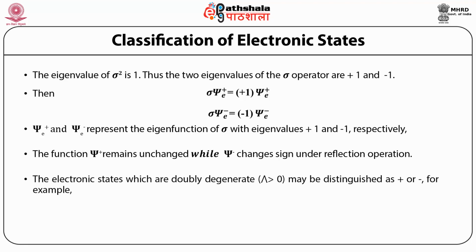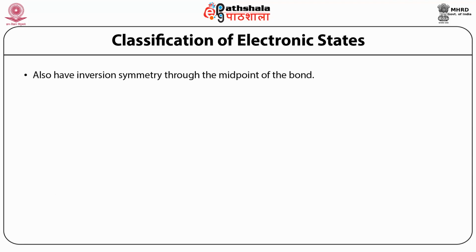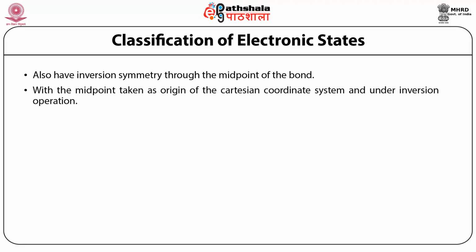The electronic states which are doubly degenerate, lambda greater than 0, may be distinguished as plus or minus, for example, pi plus and pi minus, etc. The electronic state sigma is not degenerate but can still be classified as sigma plus or sigma minus. Homonuclear diatomic molecules also have inversion symmetry through the midpoint of the bond, with the midpoint taken as the origin of the Cartesian coordinate system, under the inversion operation.